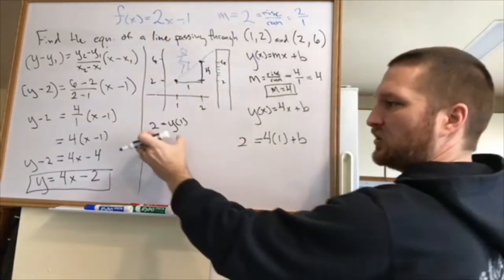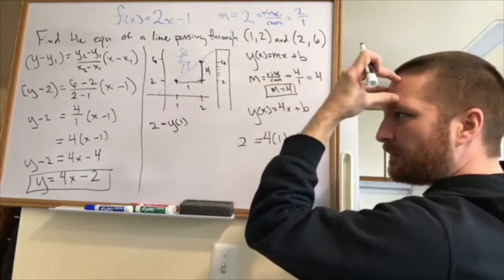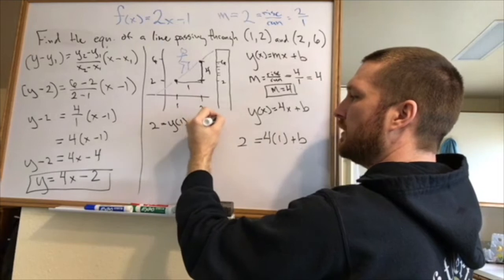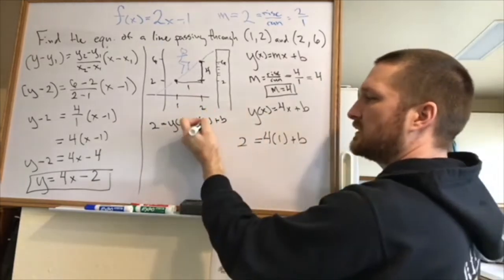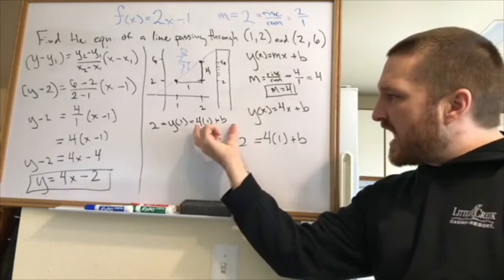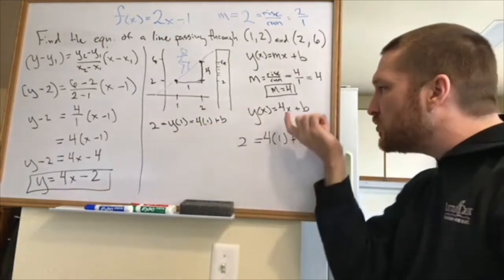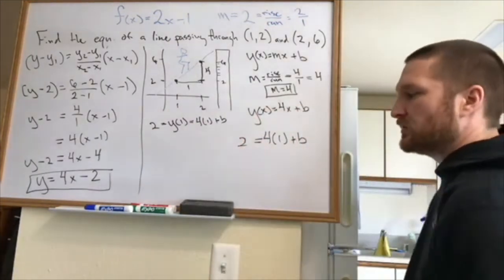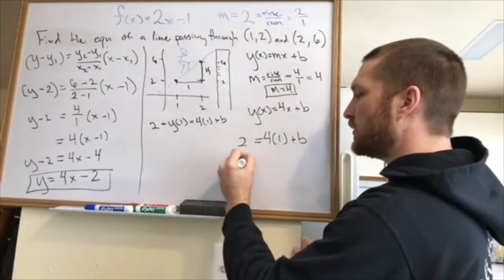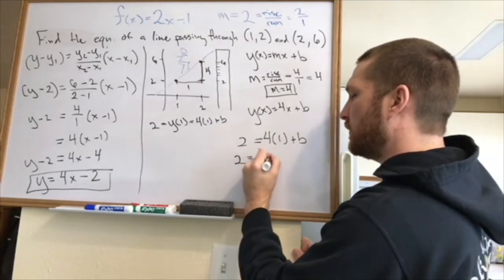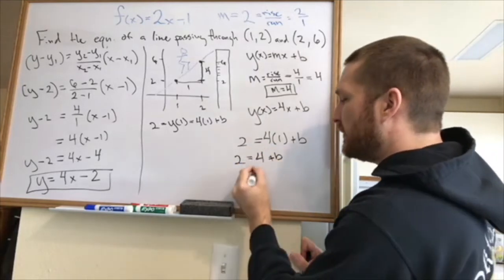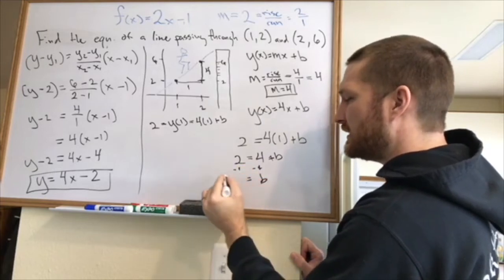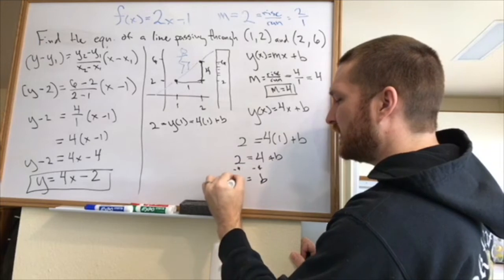All right, so I basically took this idea that's in my head, and it said, yeah, whenever you plug in a 1 for x, the final number you get when you evaluate this equation comes out to be 2. So my output is 2. So I get 2 equals 4 times 1, which is 4, plus b. Solving for b, I'm going to subtract 4 from both sides. And I get that b is equal to -2.